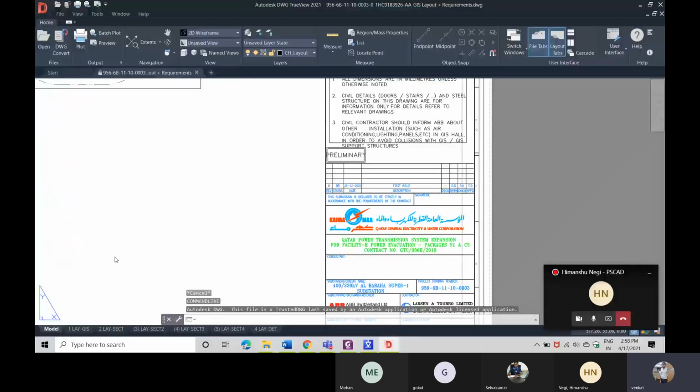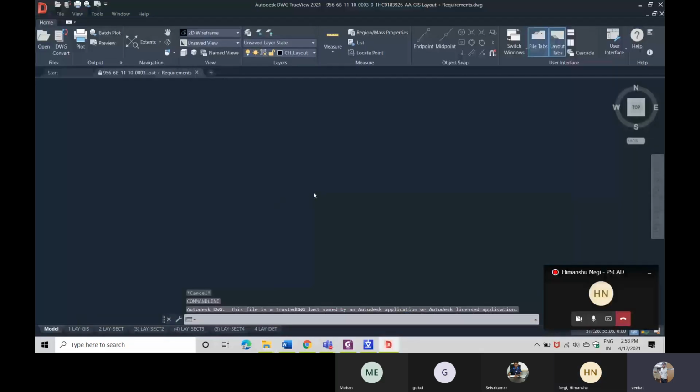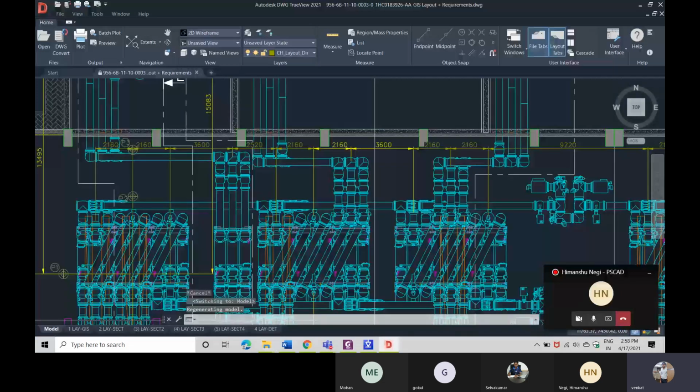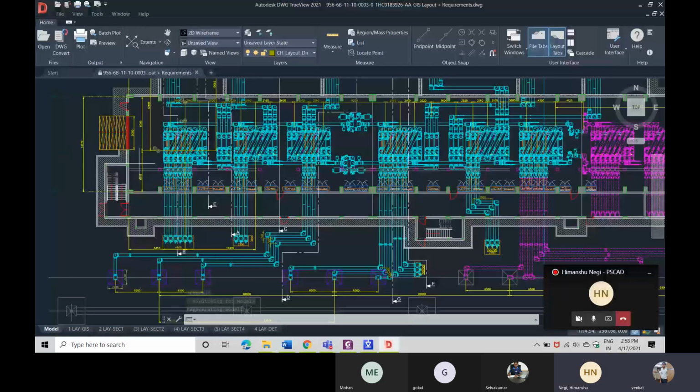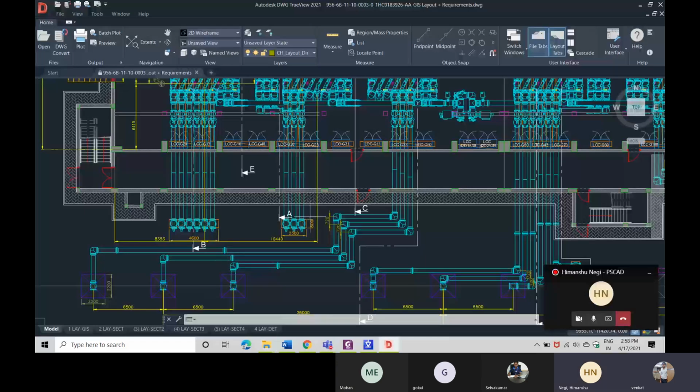I will go into the model. Can you see this? This is a complete GIS. Here, can you see there is something like lines? This line just represents the GIB of the particular GIS. These are all the GIBs.